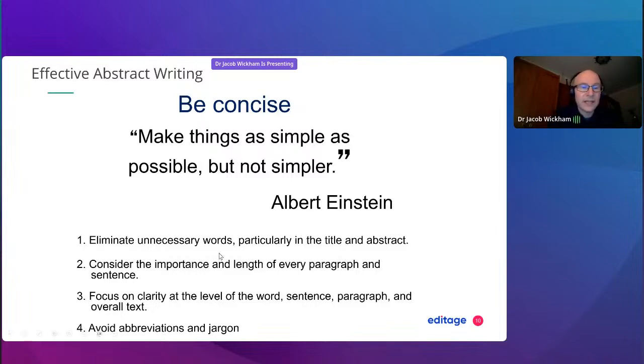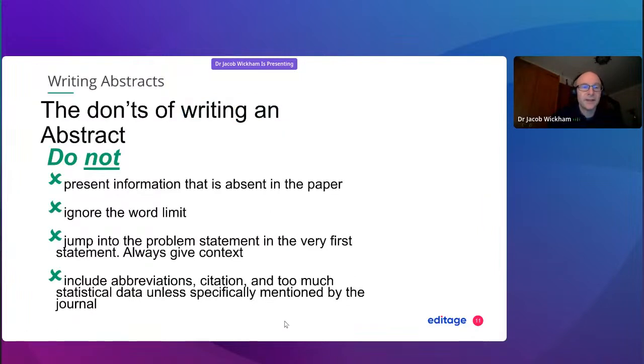So you should eliminate unnecessary words. You should go through the manuscript and try to delete as many repeated phrases or unnecessary words as possible. So, focus on the importance of every sentence, especially in the abstract, and then the overall clarity of the paper, from the words to the sentences to the paragraph to the overall text, and avoid abbreviations and jargon, especially in the abstract. And these are what you don't want to do in the abstract.